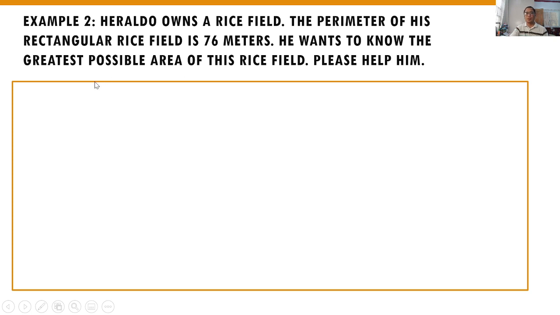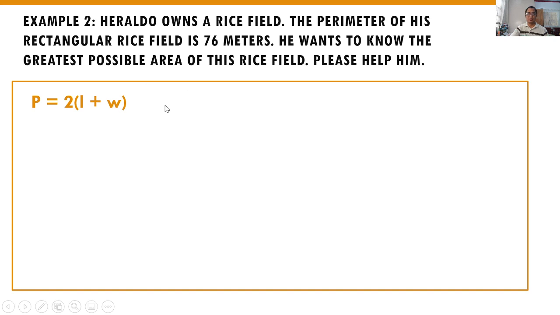Now, he wants to know the greatest or maximum possible area of this rice field. Please help him. Sino yung tutulungan natin? Si HERALDO. Okay? So, analyze po muna natin. May sinasabing perimeter. Dito papasok yung nasa unang mga videos natin na may perimeter and then meron po tayong area. Let's say for example, this is the formula para po sa perimeter. This is 2 times the sum of length and width.